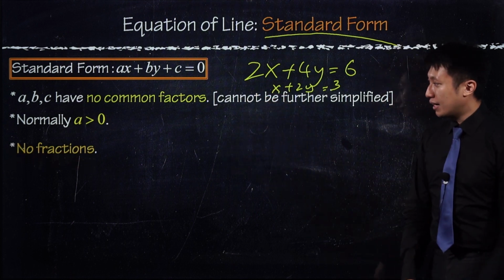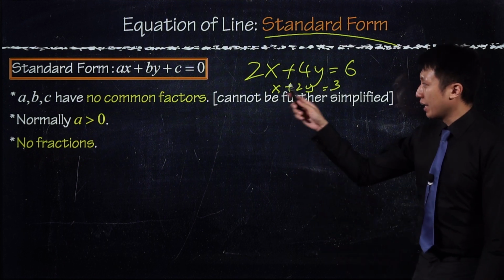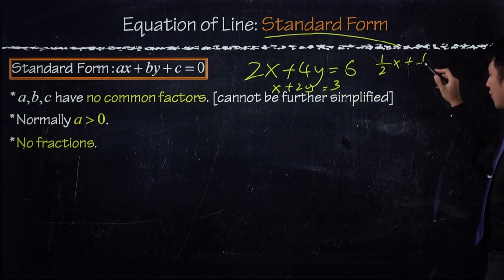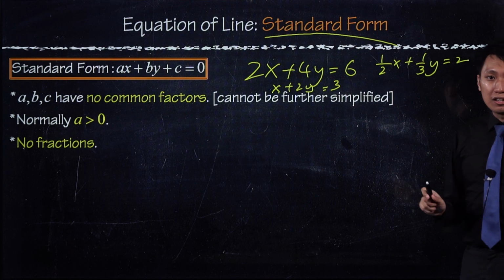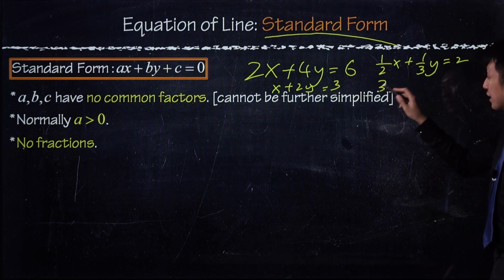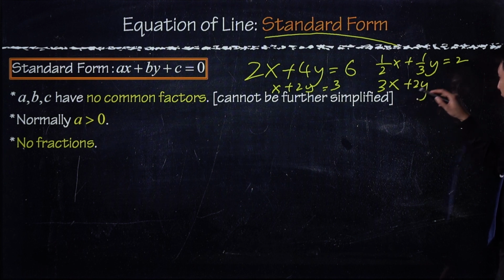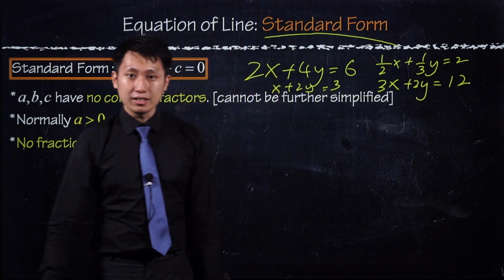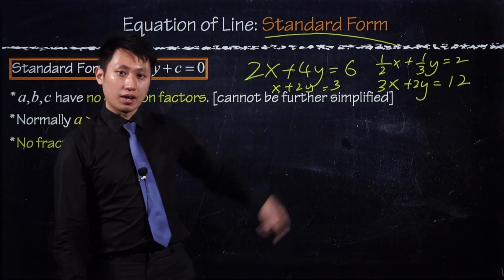No fractions. If you have something like 1 over 2x plus 1 over 3y equals 2, then no fraction is allowed, so you have to multiply by 6, then this one becomes 3x plus 2y equals 12, things like this. Just letting you know this.